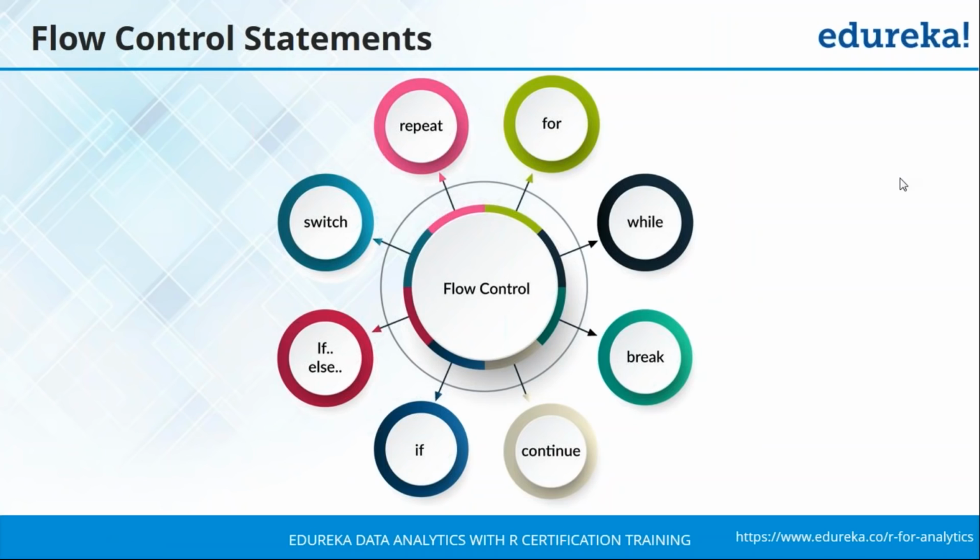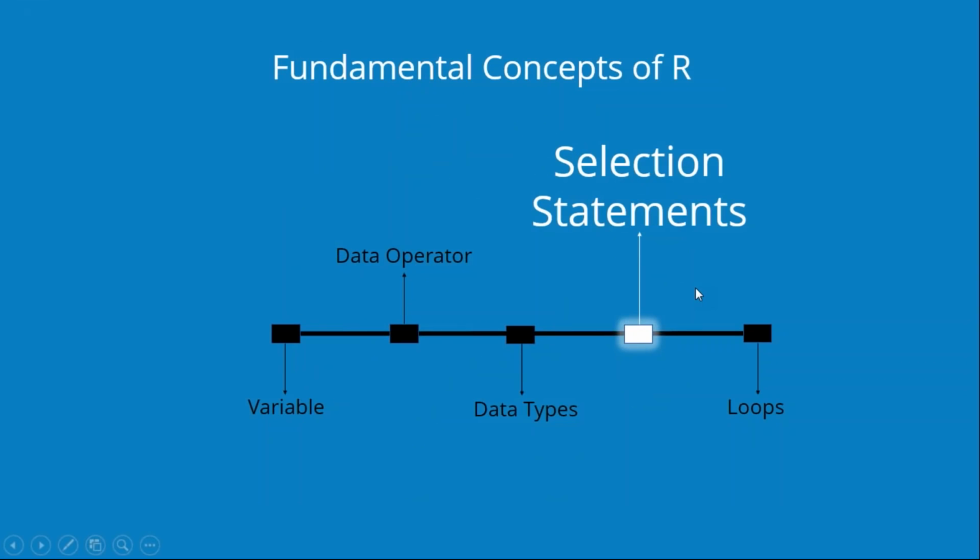In today's session, we'll mainly be discussing 8 different flow control statements. You have if else, switch, repeat, for, while, break and continue. If else and switch are your selector statements, whereas repeat, for, while are your loop statements. Break and continue are jump statements because they help you jump from the sequence of the operations. We'll start off by talking about the selector statements.